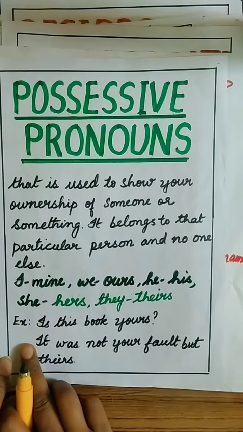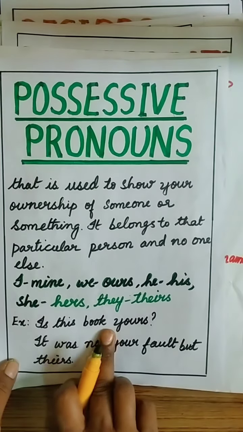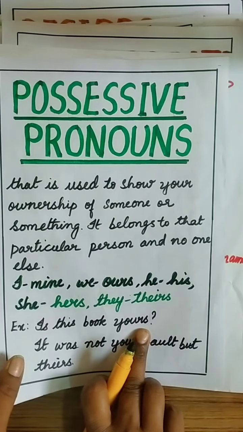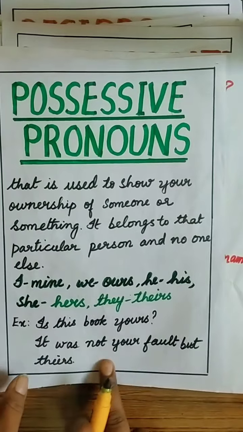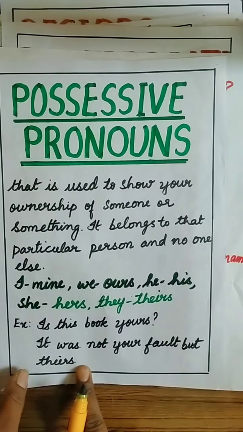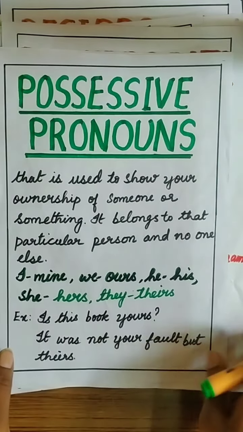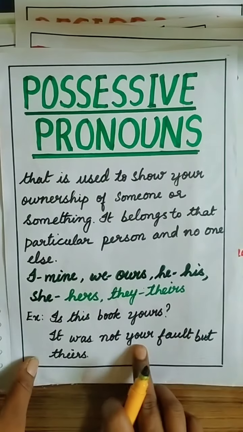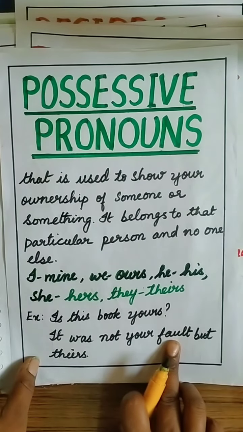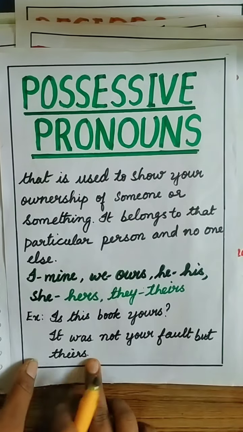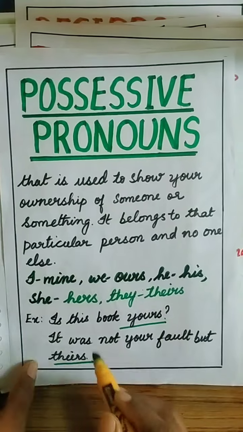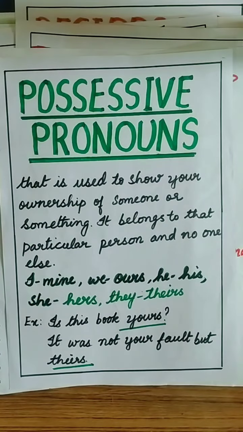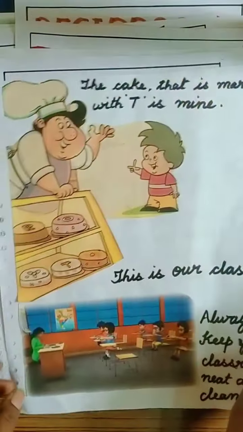So this is an example. Is this book yours? So does the book belong to you? The question is asked. It was not your fault but theirs. So something had happened and the question was asked, it is not your fault but their fault. So the words yours and theirs are known as possessive pronouns. Here are some examples of possessive pronouns.